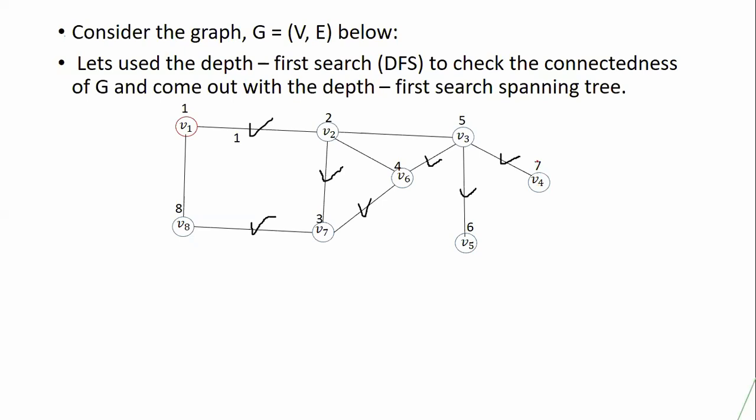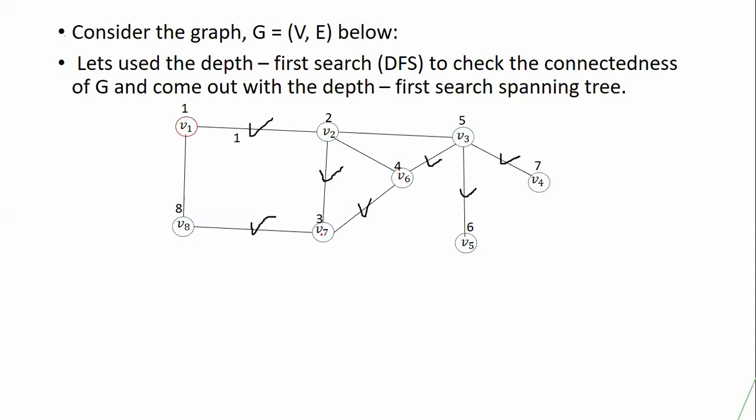So we name that one also 7. Now V4 is also an end vertex, so we can't go further. We must backtrack again, come back to V3. Then check if you have any additional vertices that are not yet visited. But lucky enough, all of them are visited. So we must go back to V6 to check if everything is okay there. Now V2, V7, they are all visited. So we go back to V7.